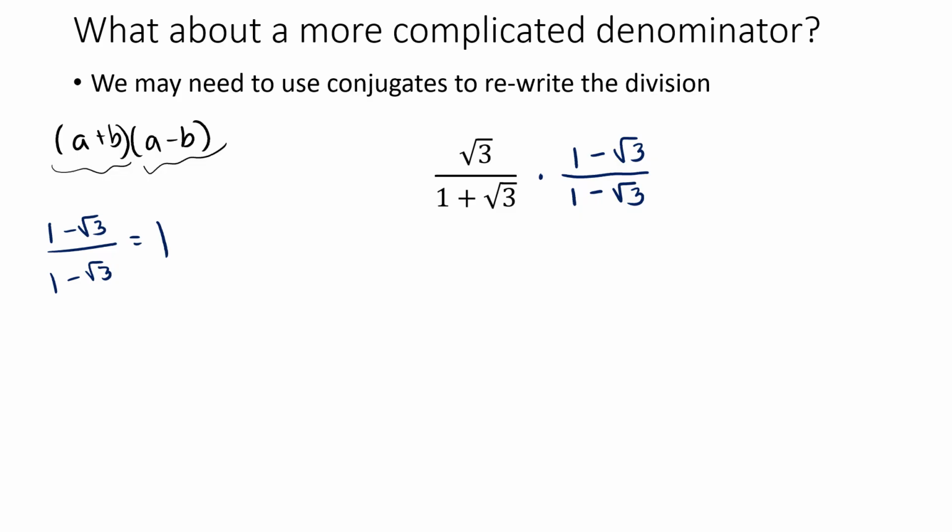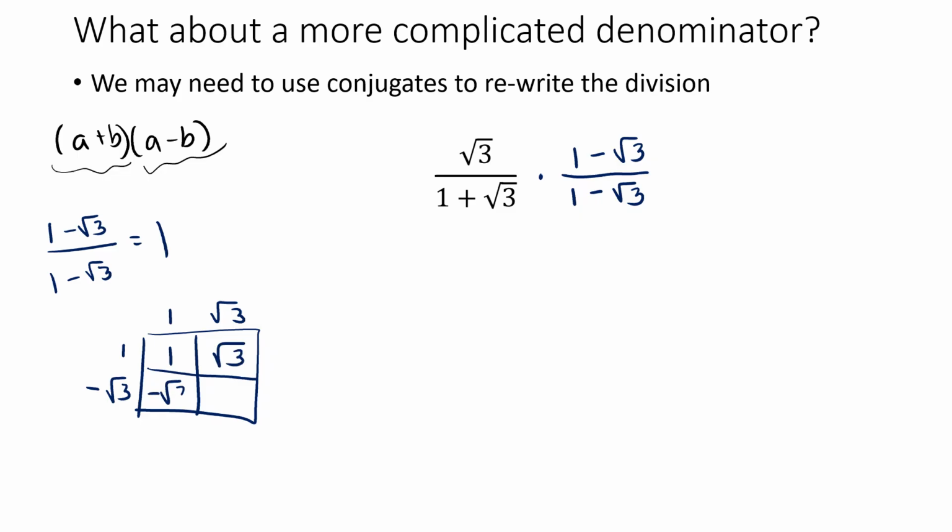Now, this is going to require a little bit of scratch work. What I'm going to do over here is multiply the denominators together. So I'm going to have 1 plus the square root of 3 and 1 minus the square root of 3. 1 times 1 is 1. 1 times the square root of 3 is the square root of 3. 1 times negative root 3 is negative root 3.